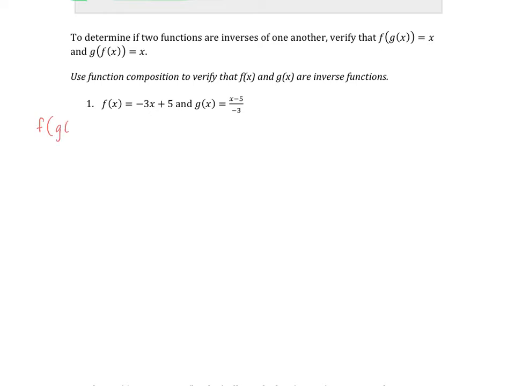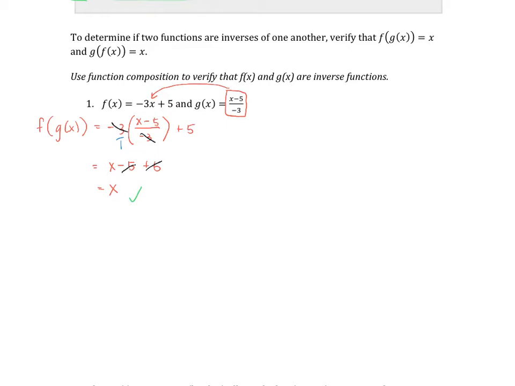So f of g of x, if we do it this way, we're plugging in g of x everywhere we see an x in the f, and you're going to do it both ways. It doesn't matter which way you do first. So -3 times (x minus 5) over -3, plus 5. So this is like a -3 over 1, and so the -3's will cancel out. And so at this point, we will have x minus 5 plus 5. The -5 and the +5 cancel out, and we just have x left. So that is a good sign.